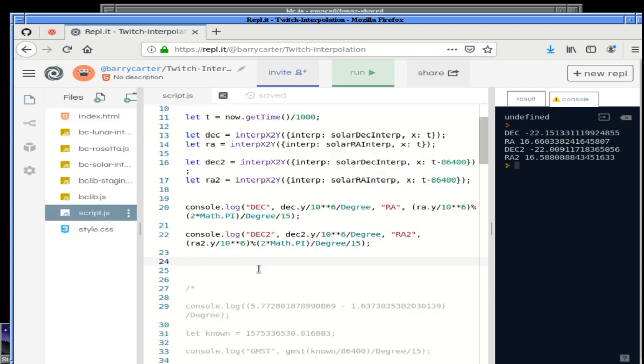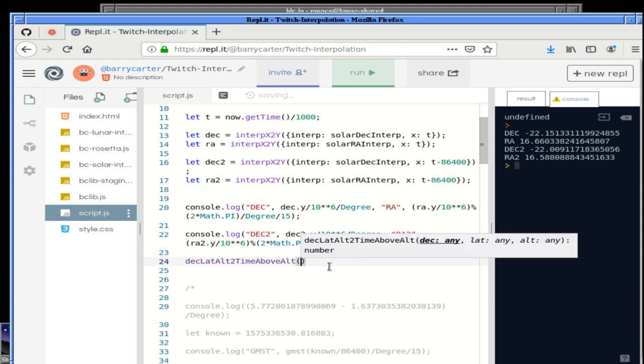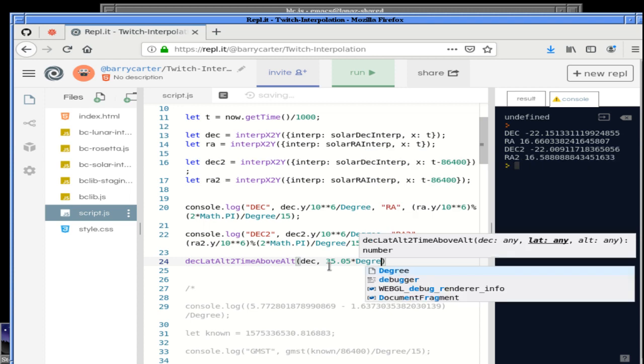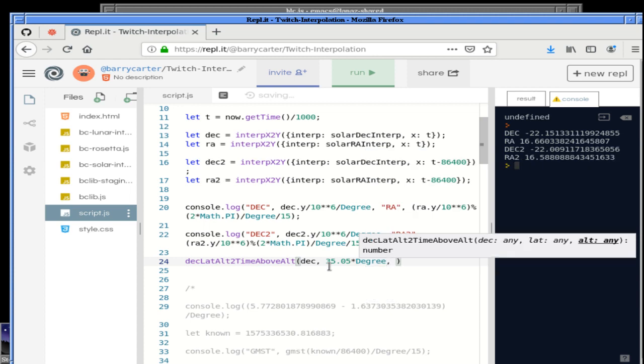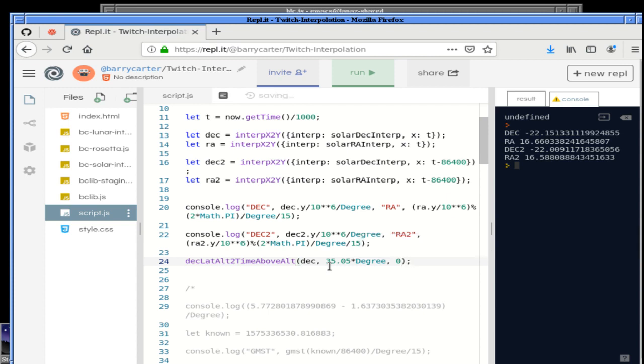Okay. So the declination is going to be the declination of the sun, which we've defined. Our latitude, we're going to say, is my latitude, which is this. And I have defined degree as a constant here, so I can do that. And we want to know how long the sun is above, and this is actually going to be interesting, 0 degrees first. And that should be it for my parameters. And let's console log that.